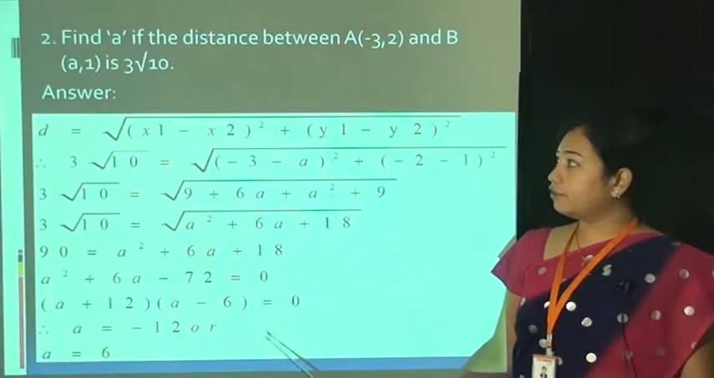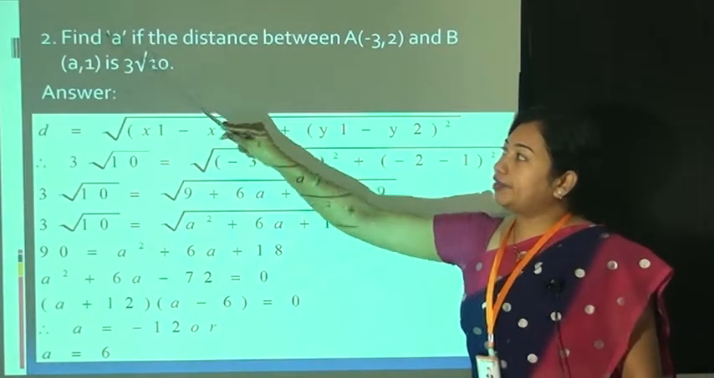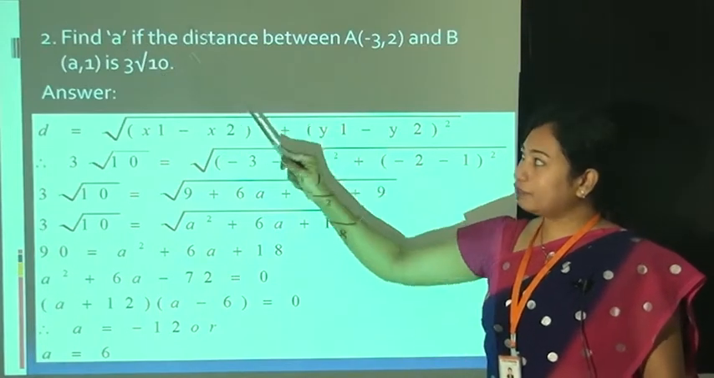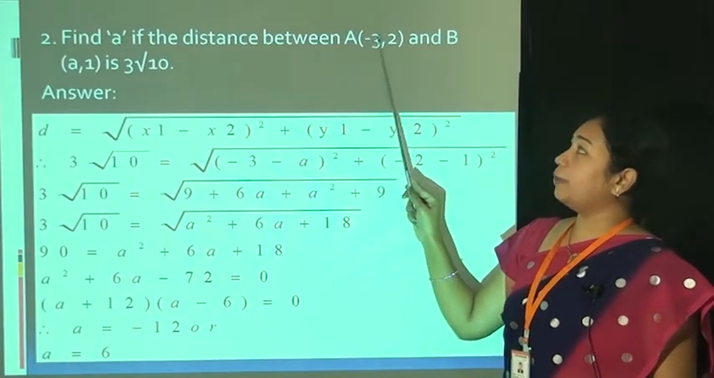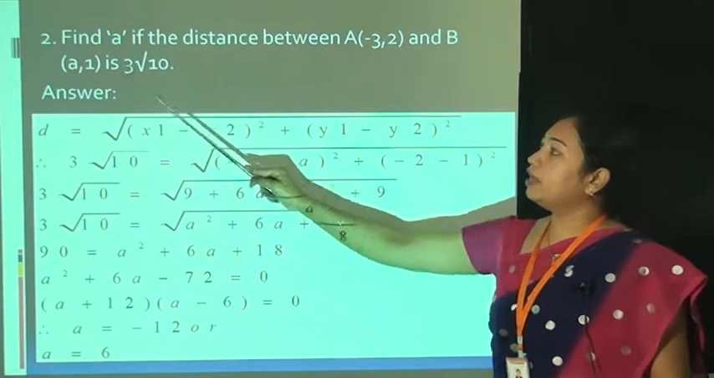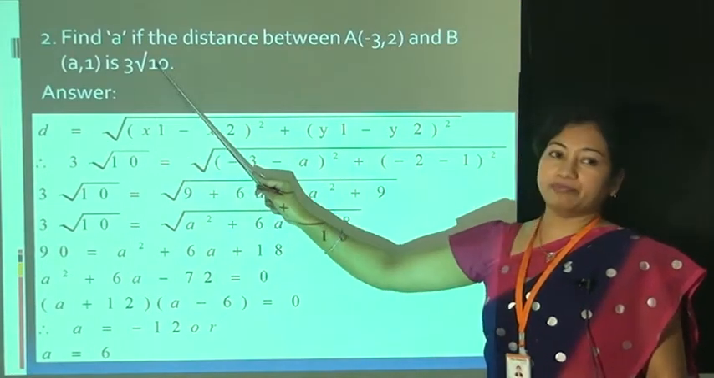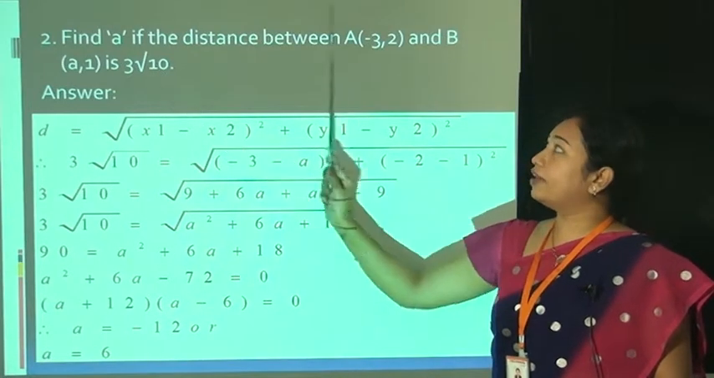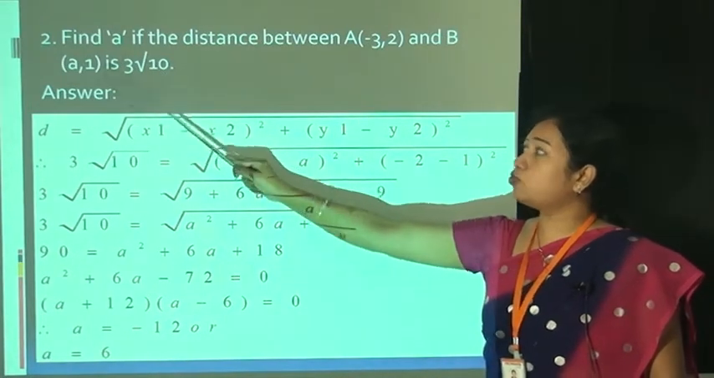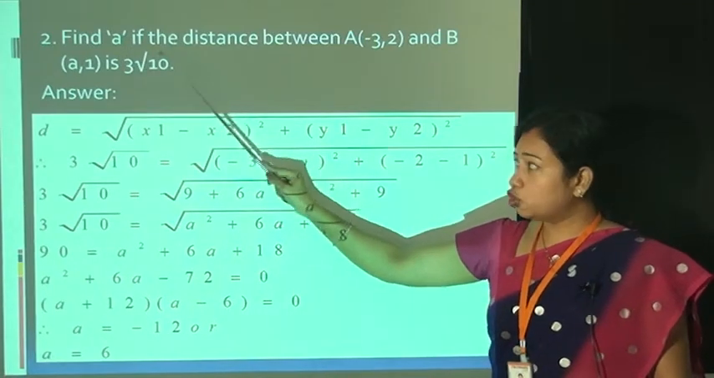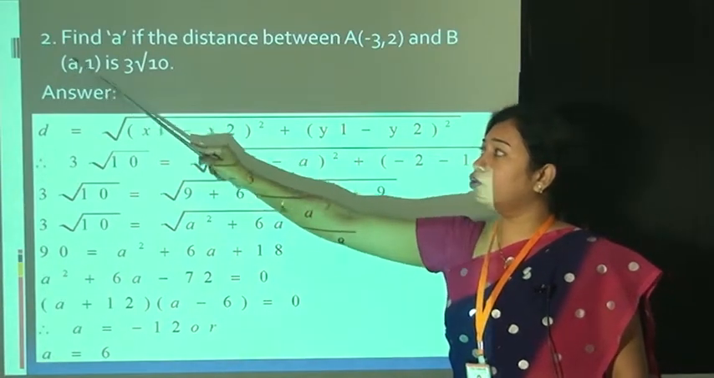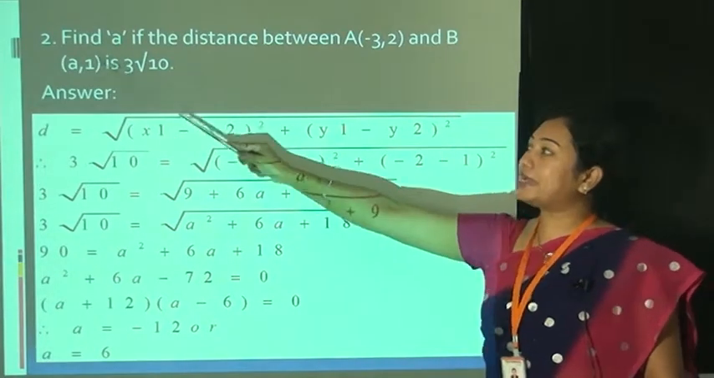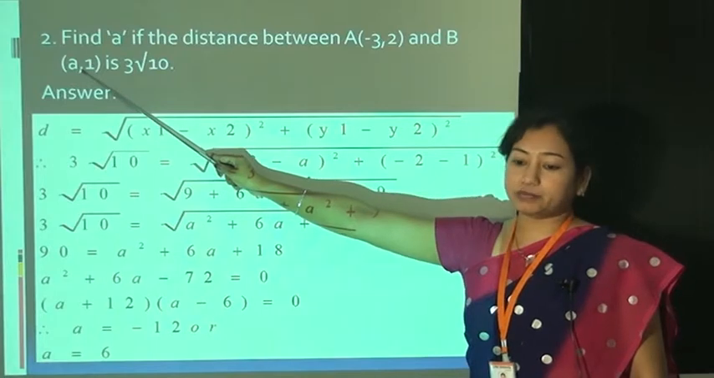Now let's take another variation. Find a. That means we want to find the unknown quantity if the distance between (a, -3... ) A(-3, 2) and B(a, 1) is 3 root 10. That means here we have already been given the distance between these 2 points. The distance between these 2 points is 3 root 10, so we want to find the unknown quantity. That means we have to find at what distance on the x axis point B is.